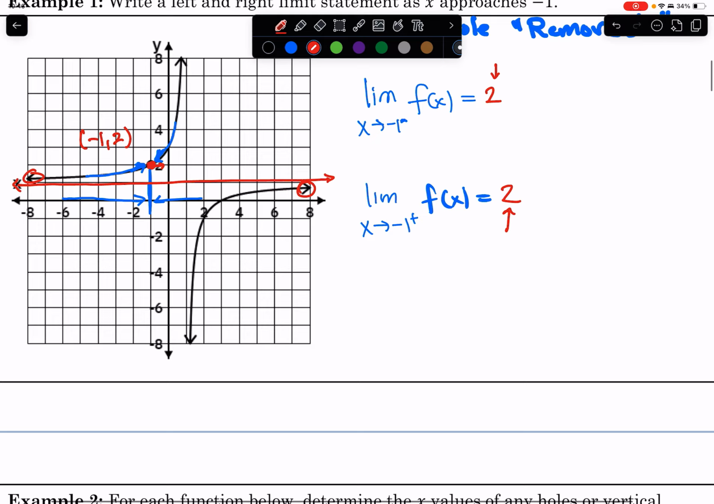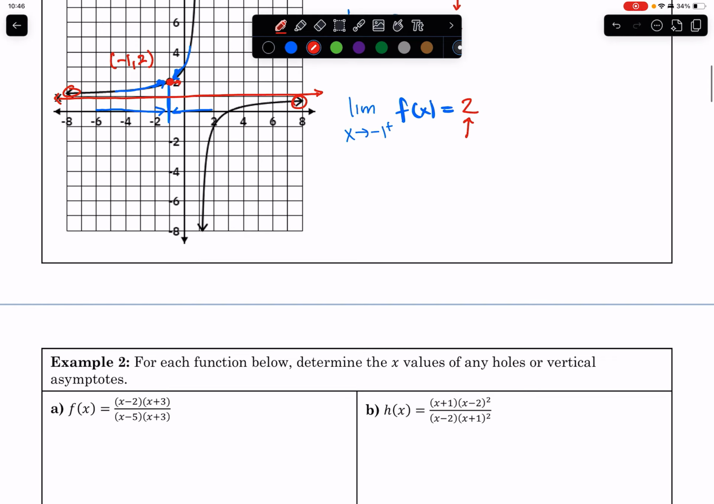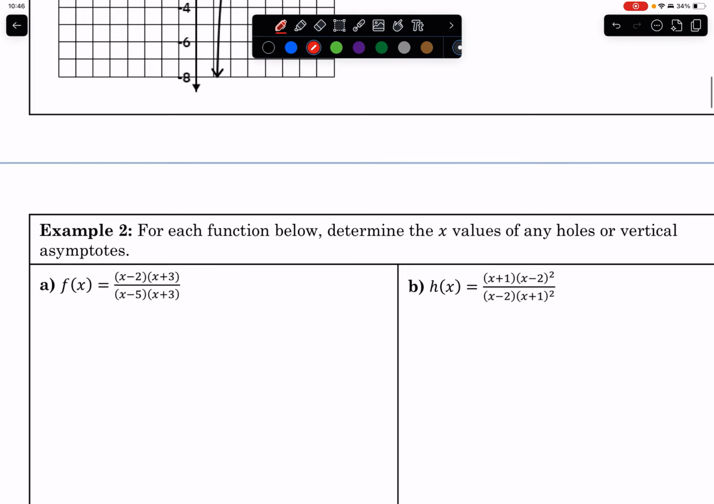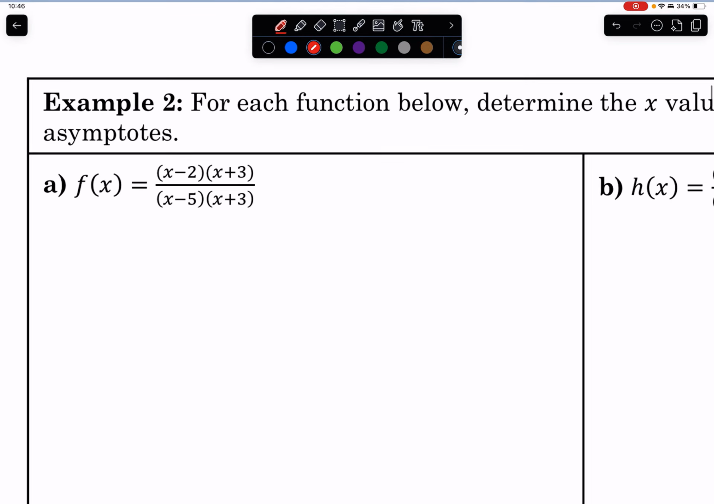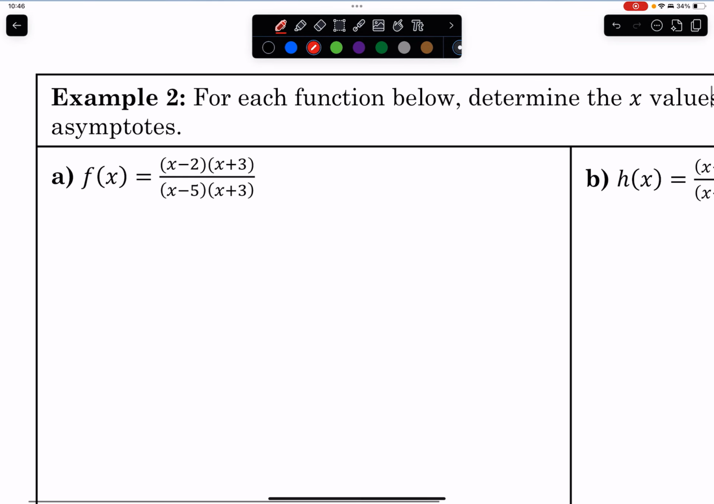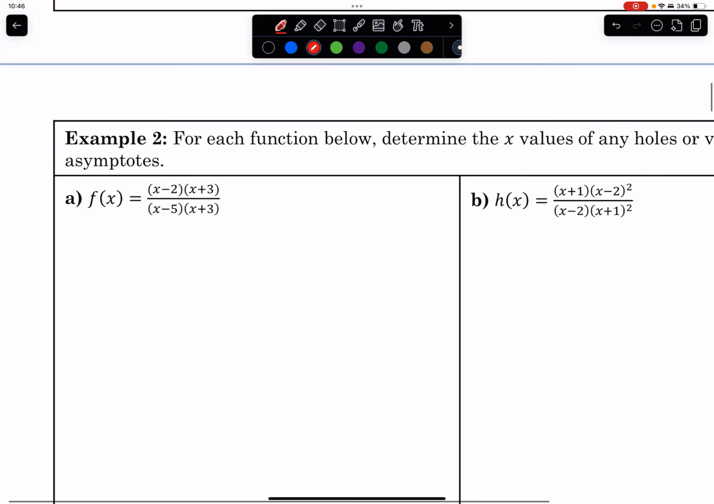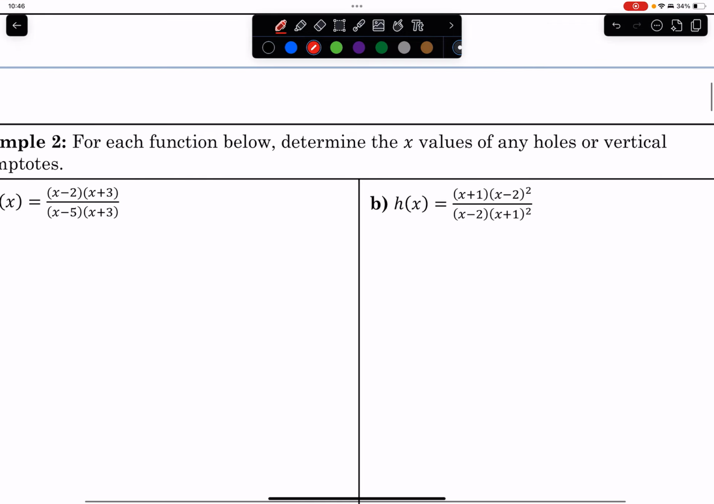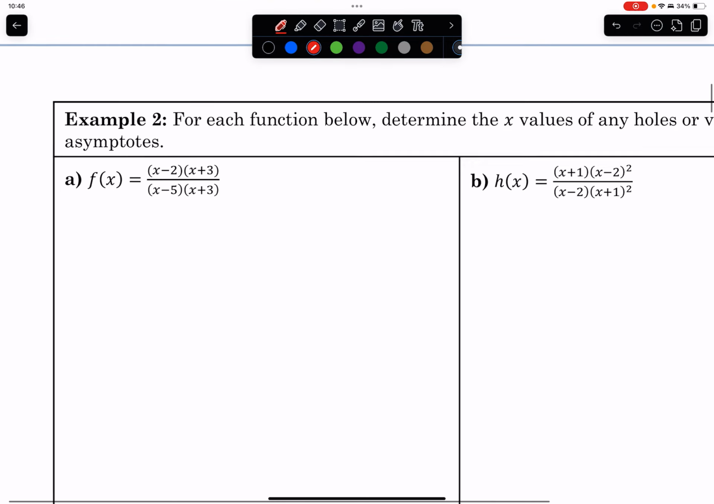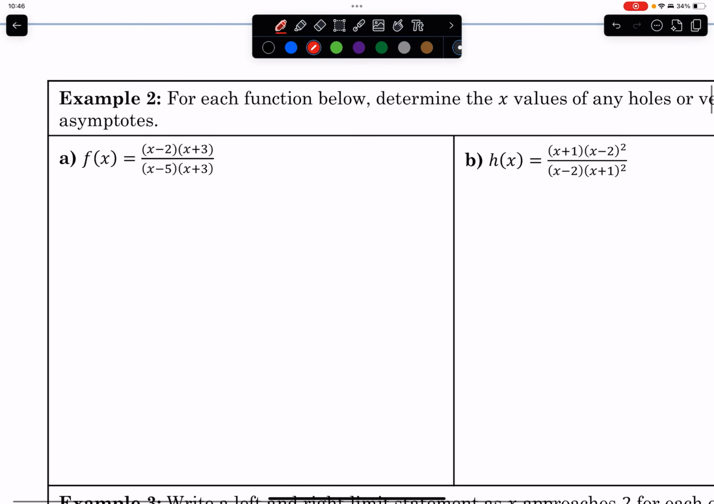Let's move on to another example, and let's look at distinguishing the difference between a hole and a vertical asymptote. So for example 2, for each function below, we're going to determine the x values for any holes or vertical asymptotes. And we're also going to look at how we write a limit statement describing the behavior as x approaches the holes on this function.